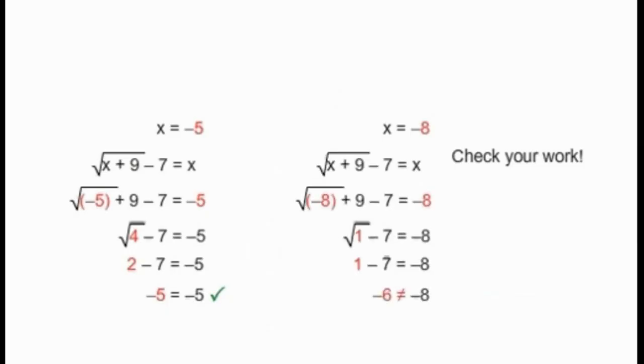As you can see, only the solution x equals negative 5 checked accurately. Therefore, x equals negative 8 is extraneous, and x equals -5 is the only solution. All right, there it is. They found two solutions. One of them was extraneous, so it gets thrown out. So the only true solution is x equals -5. X equals -8 does not work.